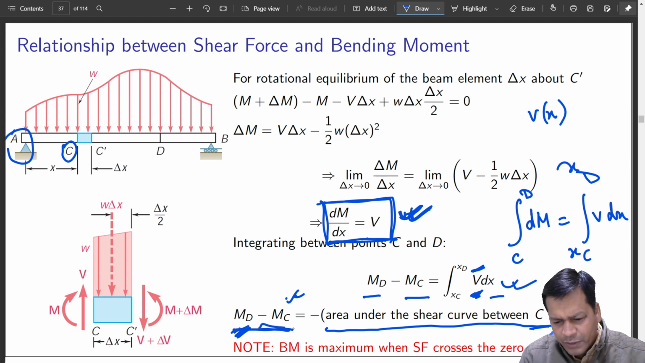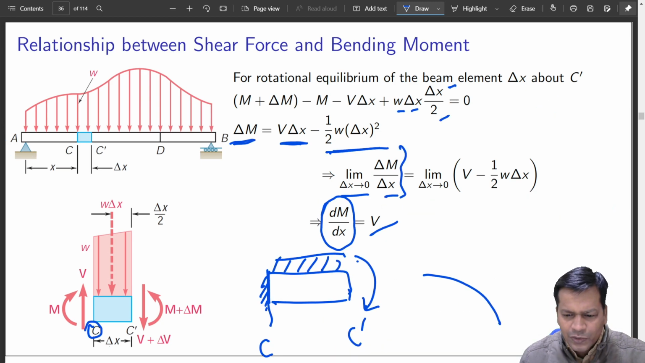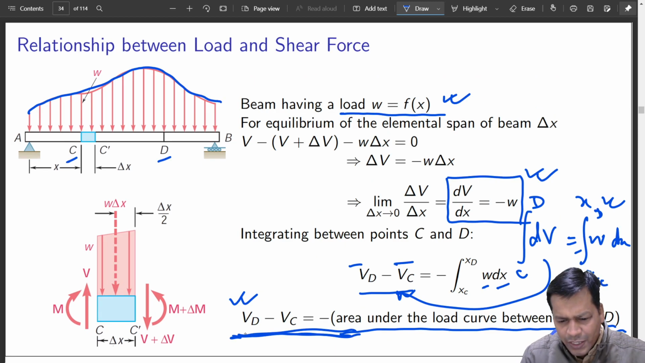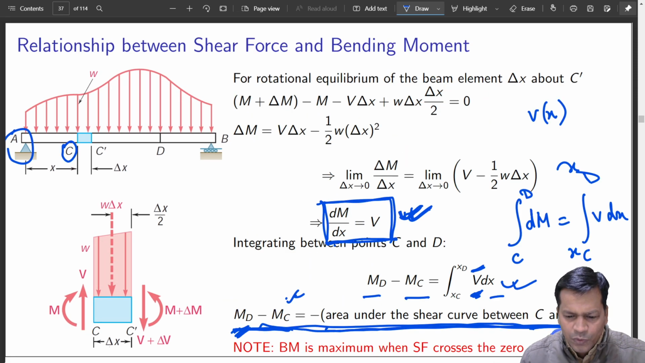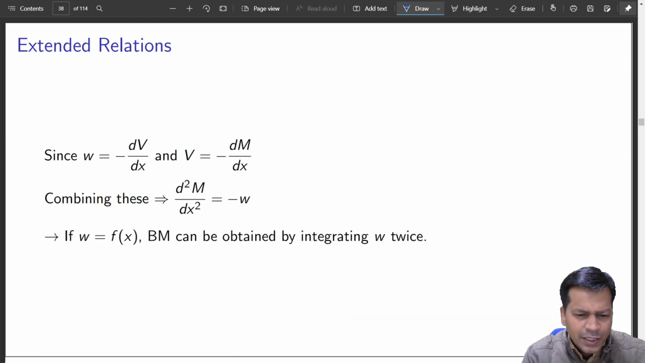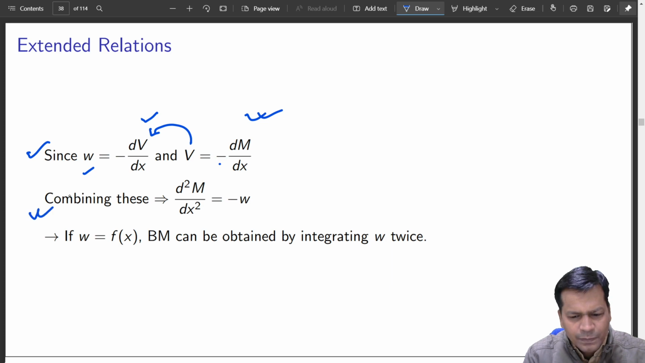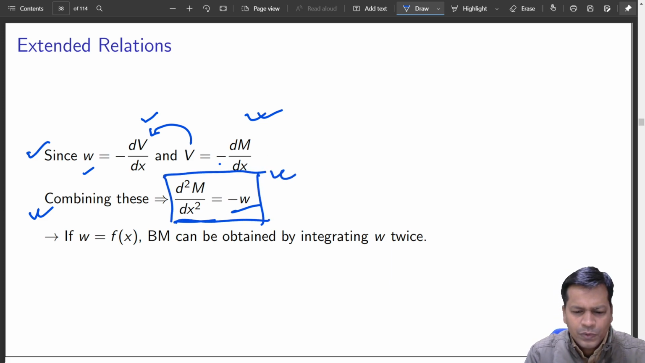This is another very important conclusion that we can draw from this. In the earlier slide also we got something similar. So these are the four relations. Using those, since w is equal to dV by dx and V is equal to minus dM by dx, combining these two, if you substitute V directly, you get w is equal to d squared M by dx squared. So this is a third relation, derived out of these two.